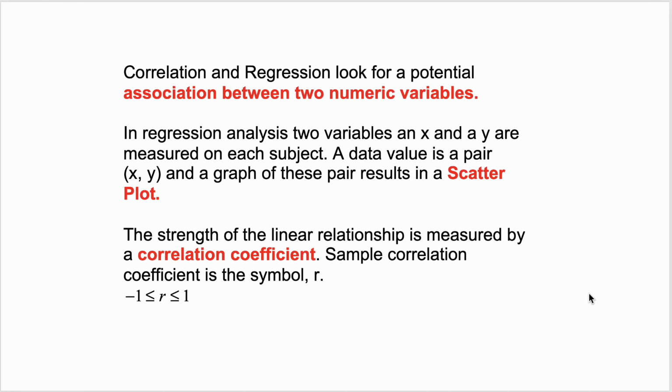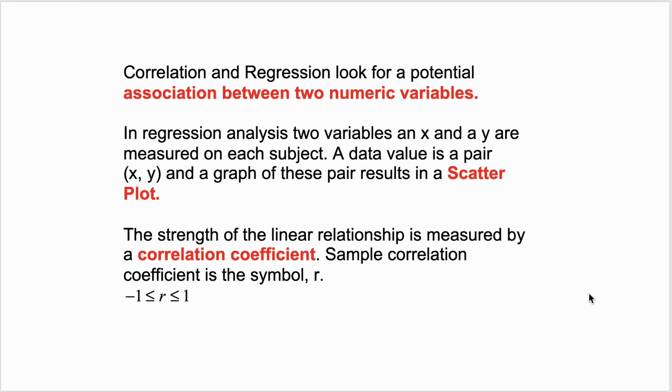What is correlation and regression all about? It's about looking at whether or not two numeric variables are associated. So in regression, there's an x and a y, kind of like in algebra, and they are measured on each subject. Each data value is a pair, an x comma y, and the graph of this pair is called a scatter plot.